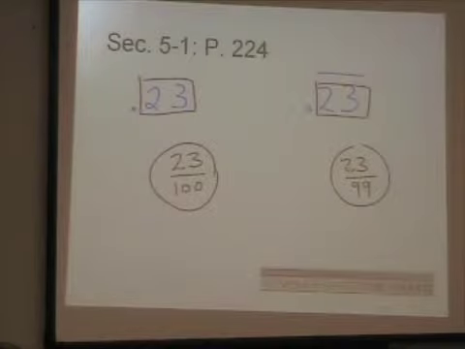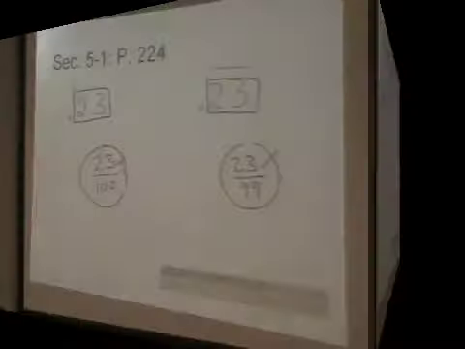Now, the next part of your lesson is going to say reduce. Well, I can't reduce either of these because 23 is prime. Okay? So there's your answer. 0.23 as a fraction is 23 over 100. 0.23 with a bar over it is 23 over 99. Yes, sir. All of them with a bar, no matter what.